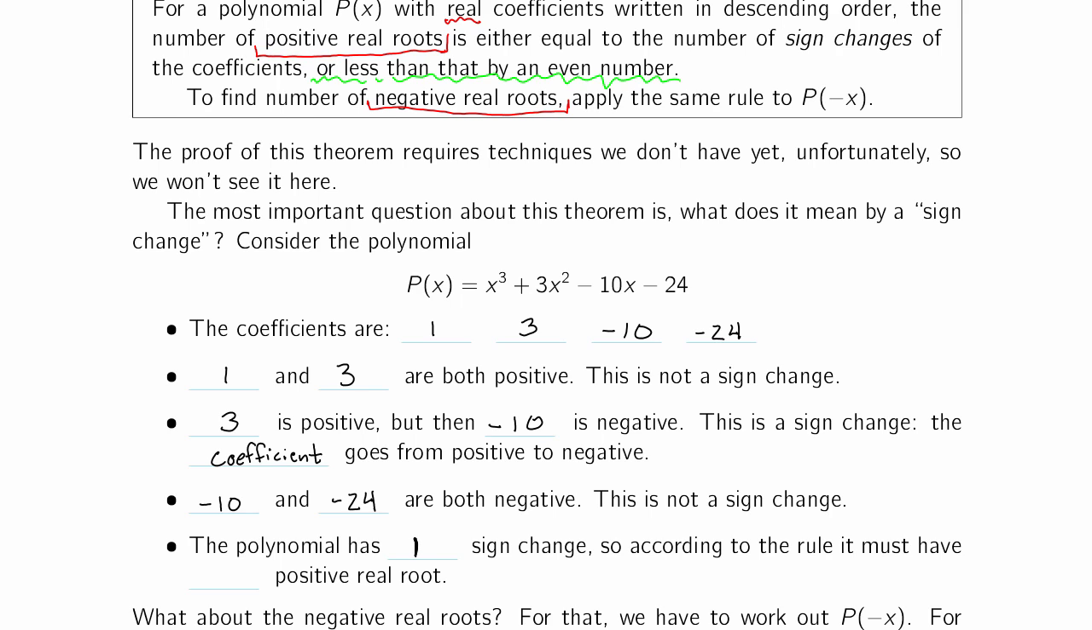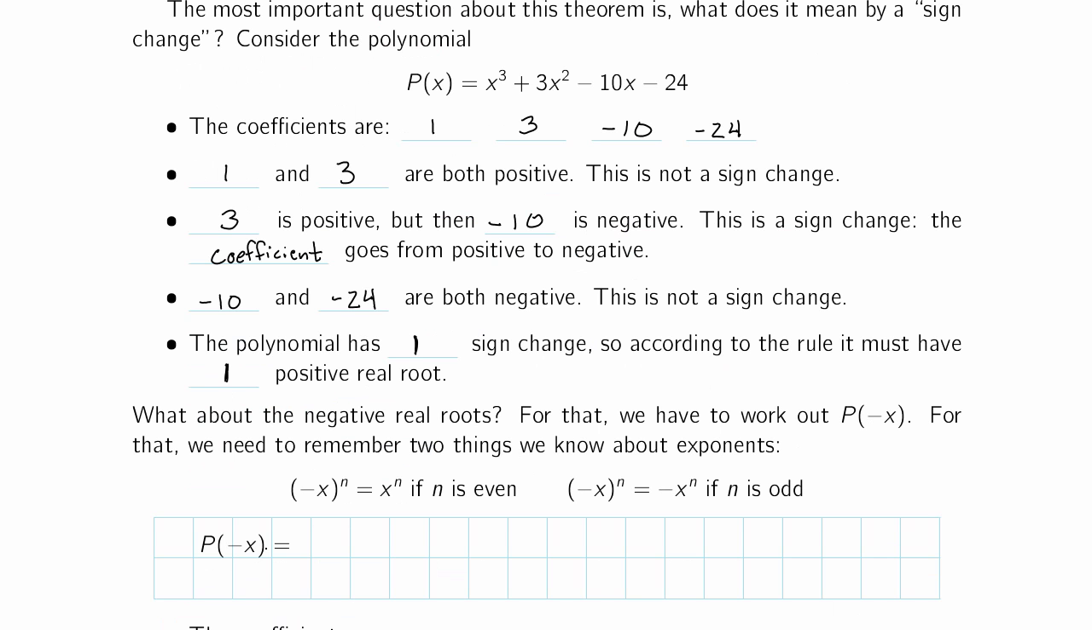This polynomial has one sign change, so according to the rule it must have one positive real root. Exactly one, right? Because less than that by an even number, 1 minus 2 is -1. It doesn't make sense to have a negative number of real roots. We have to have exactly one positive real root. That's great. We know there's something there. What about the negative real roots? For that we have to find out what p of -x is.